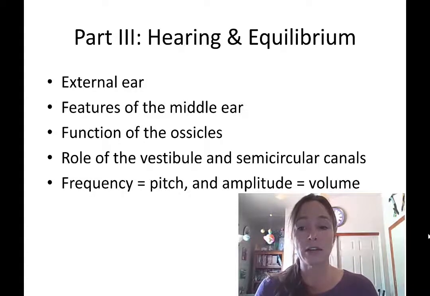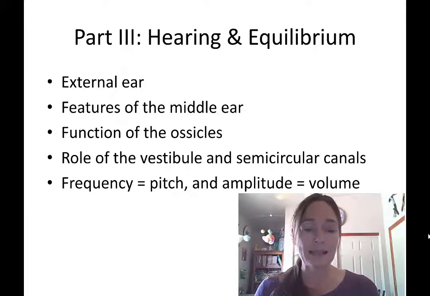Now the semicircular canals, that's more if you're spinning, doing a somersault or a cartwheel, or spinning like a top, doing some sort of pirouette. Those are the semicircular canals, and they're moving, and that's your dynamic equilibrium. And the sensory receptor there is known as the ampulla.